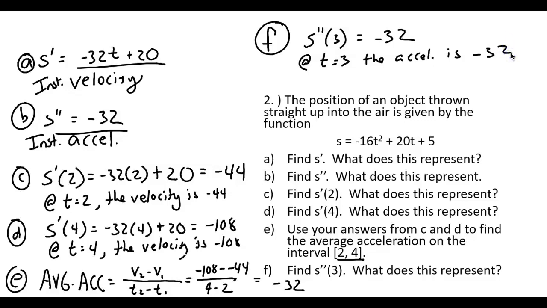And what that means is that the velocity, you don't have to write this if you don't want to, but it's kind of helpful, the velocity is decreasing because it's negative by 32, and we don't know what it is, feet per second or what. So that would be that.